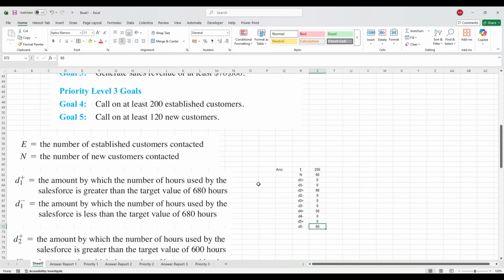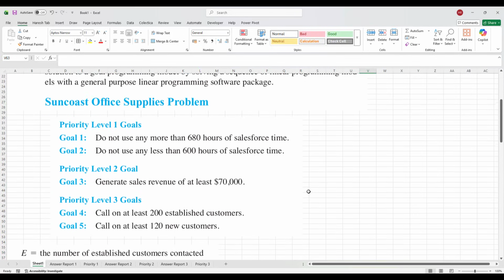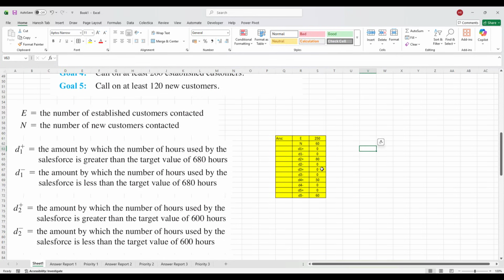So that is my findings, but this is the optimal solution my goal programming model has given me, where most of my 4 goals are completely achieved, but the 5th goal I am going to run short by 60. So this is how we solve the complex solver problems, where we have to do it 3 times and get our answers. Thank you.